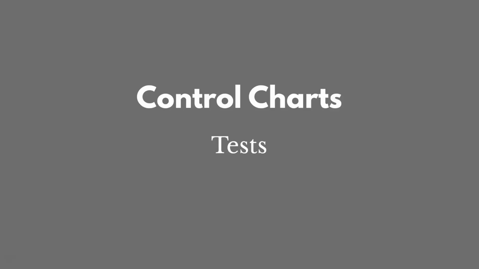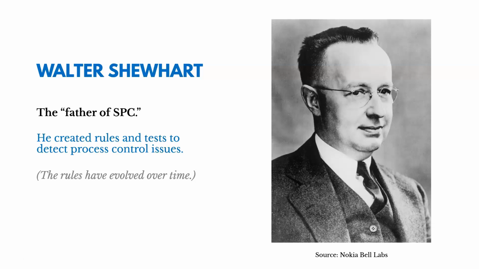So now that we've talked about different types of control charts, we need to talk about tests that are used as these control charts are reviewed. But before that, we need to talk about Walter Shewhart, who's really deemed the father of SPC. He created these rules and tests to detect process control issues. And now the rules have evolved over time, and as you go to different organizations, you might see them look slightly different, but they're all just about the same.